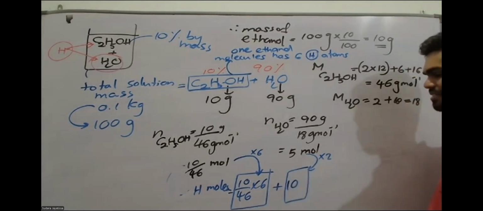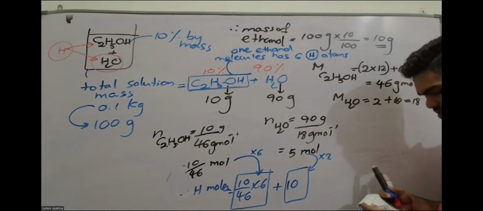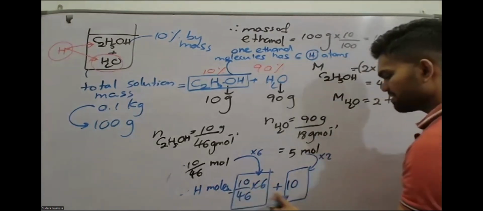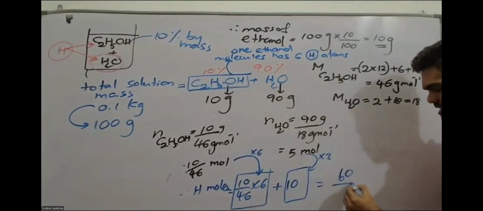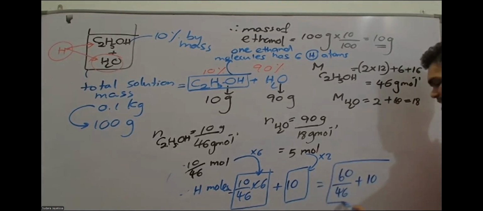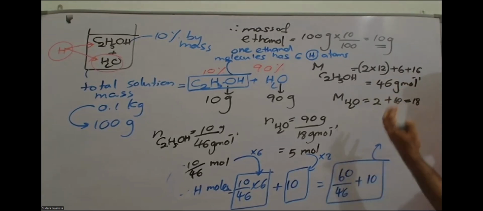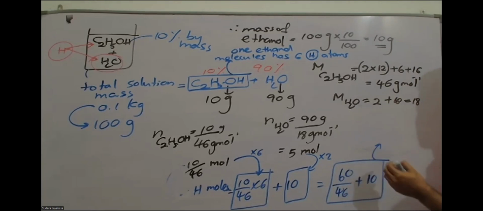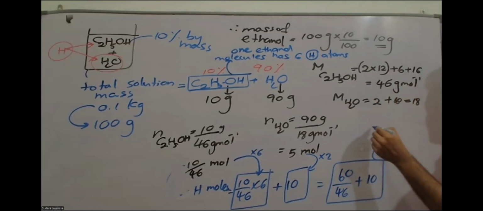Okay, so then you will have 10. So your answer should be, let's say here it is 60 divided by 46 plus 10. Your answer should be something greater than 10, because 60 divided by 46 means 1 point something. So the answer should be greater than 10.